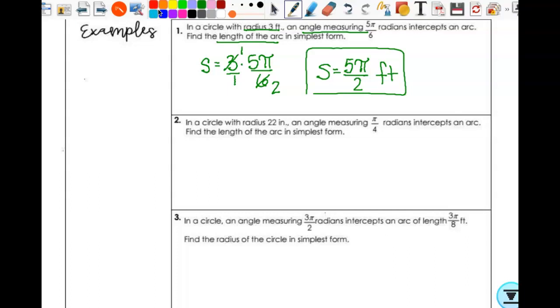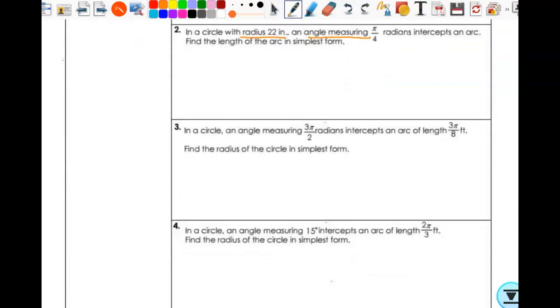All right, number 2. I have a radius of 22 inches, an angle measuring pi over 4 radians. Find the length of the arc. All right, so S equals the radius, which is 22, times the angle, which is pi over 4. So this is another super easy one to do without a calculator, but we'll talk about the calculator a little bit. Would you agree that what I have written here is the same thing as 22 times 1/4 times pi? That's the same thing, right? I wouldn't expect you to write it that way, but if I multiplied it all together, it would look like that. Because your answer is going to have pi in it. We want an exact answer here.